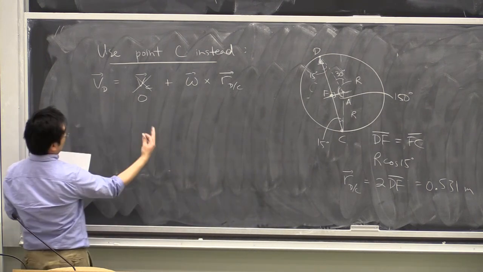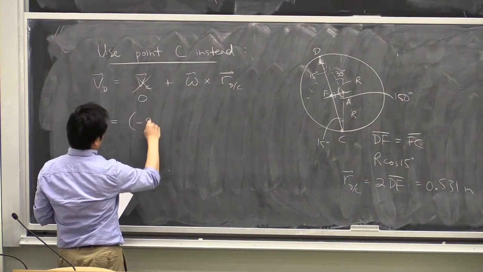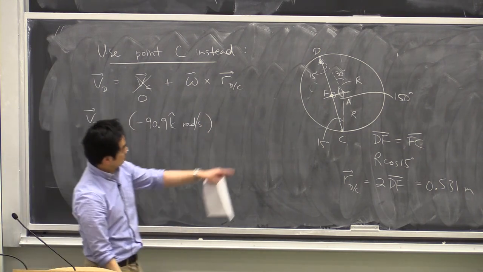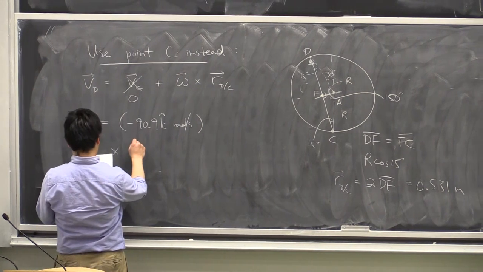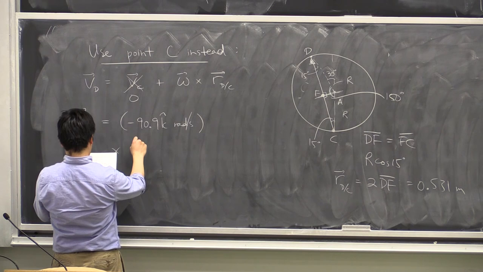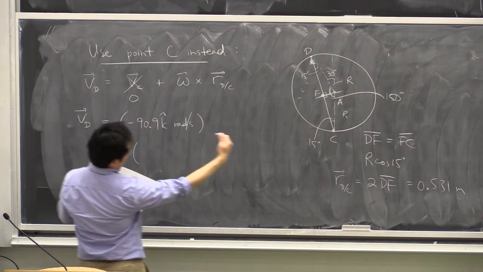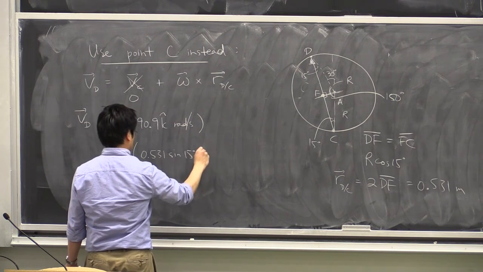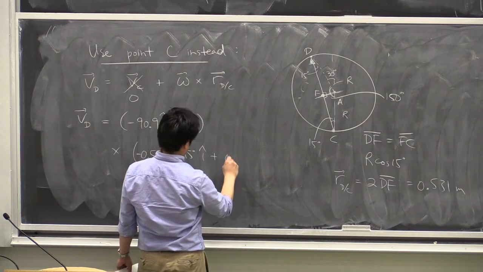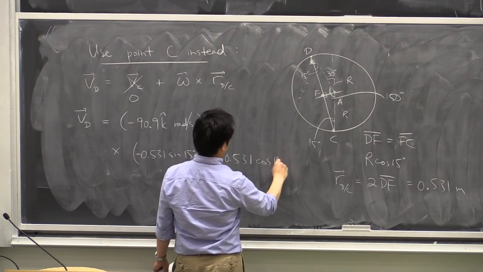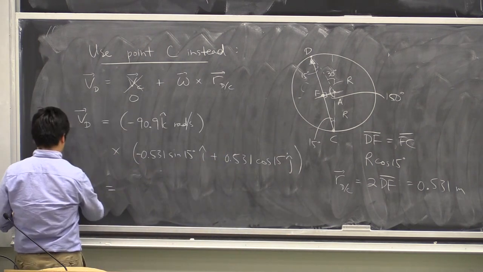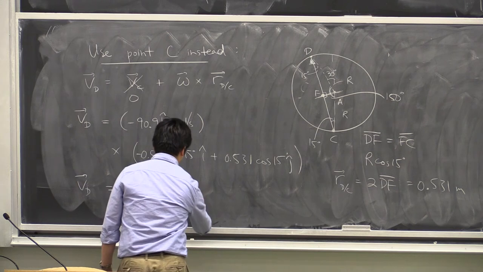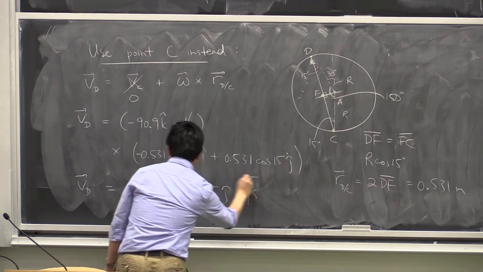Okay, so if you did all that work, why? I can then say VD is my same 90.9k radians per second cross with this guy. So that says, let me just make sure I got this right, effectively cross with 0.531 sine of 15 degrees in the negative i plus 0.531 cosine of 15 to the positive j. And that's just to prove to you that you would get the exact same answer: 12.5 j meters per second.